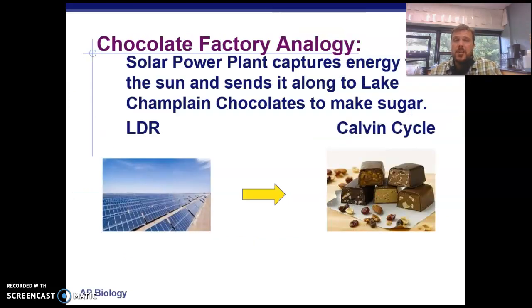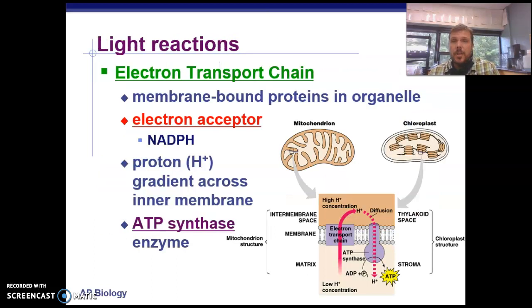Here is that chocolate factory analogy. You've got a solar-powered plant that captures energy from the sun and sends that along to Lake Champlain Chocolates, and they are making sugary treats for all of us to enjoy. If you want to think about photosynthesis in this way, it maybe makes it simpler, or we can stick with the complicated stuff, which is what we're going to dive into now.